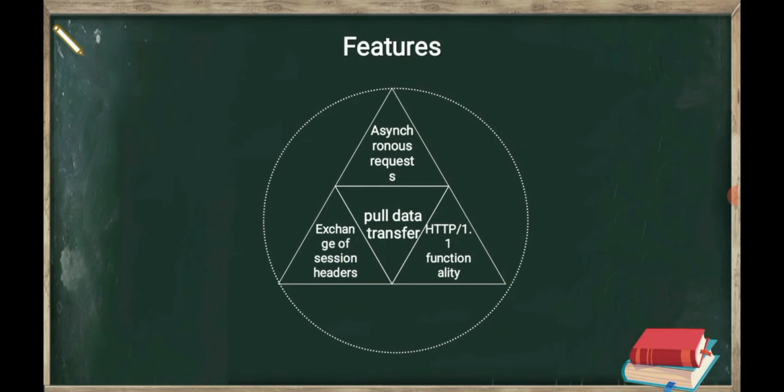Then comes the pull data transfer. Pulling data from a server is the traditional mechanism of the web. This is also supported by WSP/B using the request response mechanism from HTTP/1.1. Additionally, WSP/B supports three push mechanisms for data transfer. First one is a confirmed data push within an existing session context. The second one is non-confirmed data push within an existing session context. And the third one is a non-confirmed data push without an existing session context.